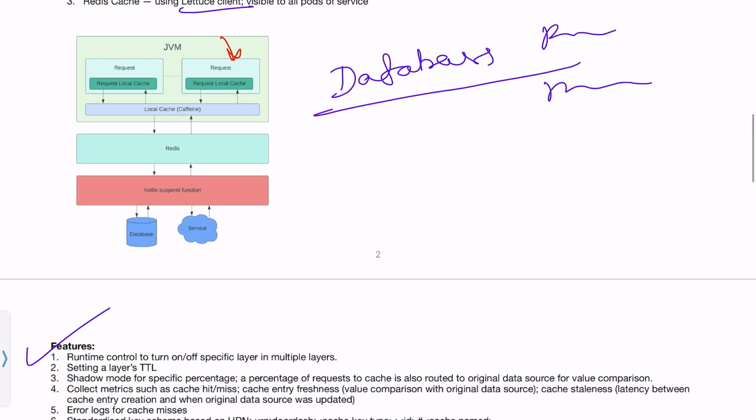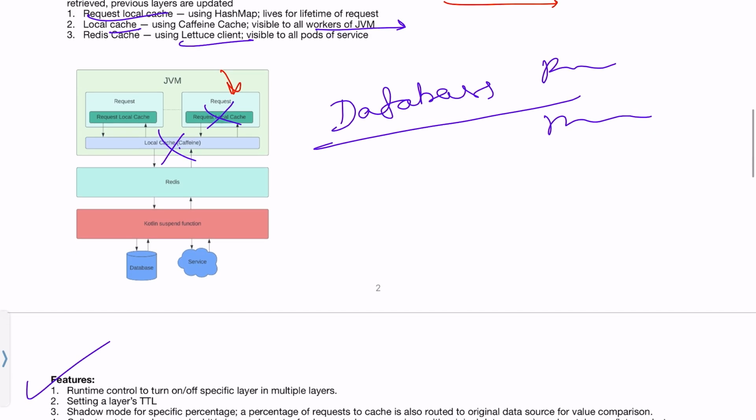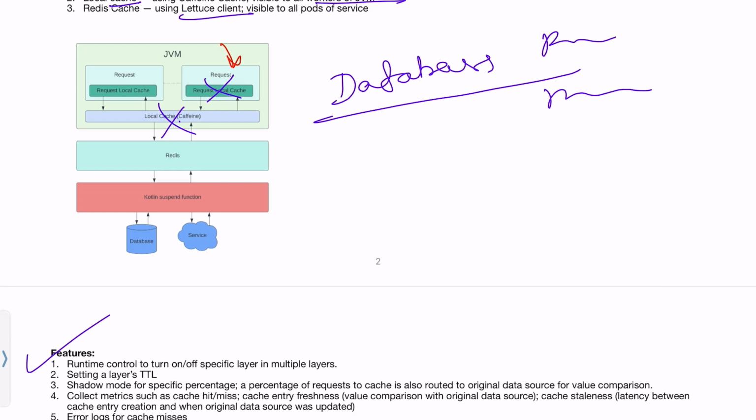Okay. We mentioned that there are 3 layers. If I say that I want to switch off this request layer, or I want to switch off this local layer, how can you do it? It should be able to be implemented, or the clients should have easy configuration options to do that.